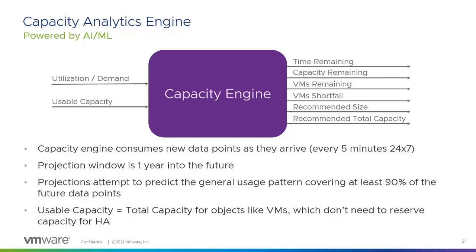And the last thing here is usable capacity. It would basically be the same as total capacity for objects that don't have an HA concept. So things like virtual machines, there's really no difference between usable capacity and total capacity. They essentially are the same thing because there's no such thing as HA for just a virtual machine itself. A cluster would have HA, but a VM doesn't.